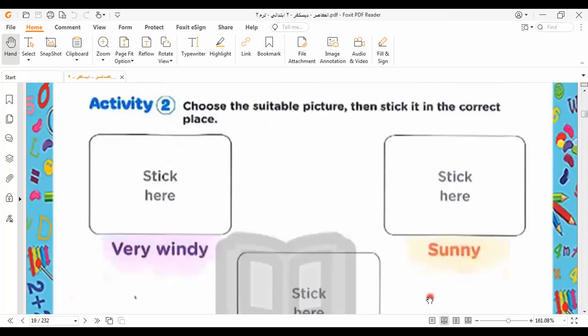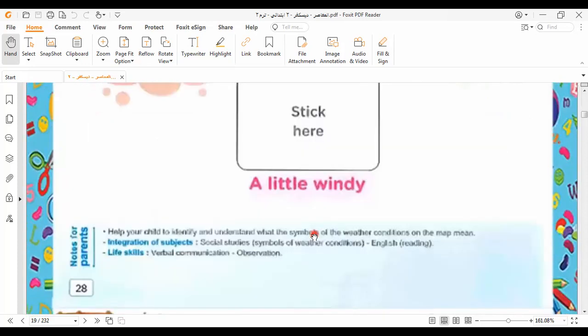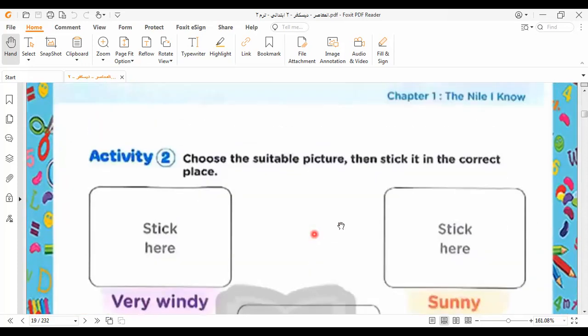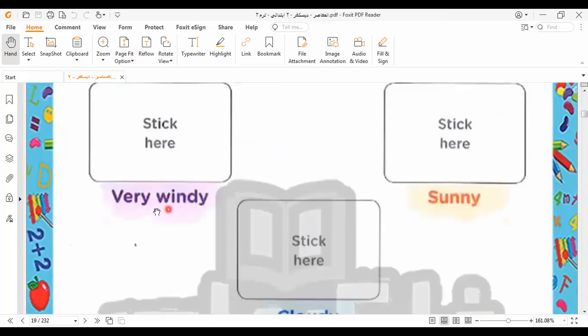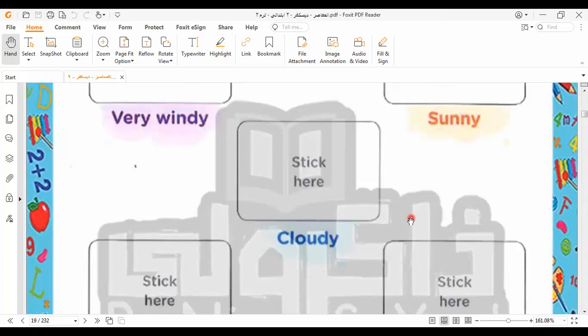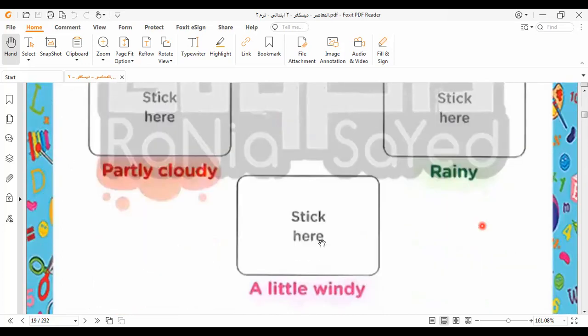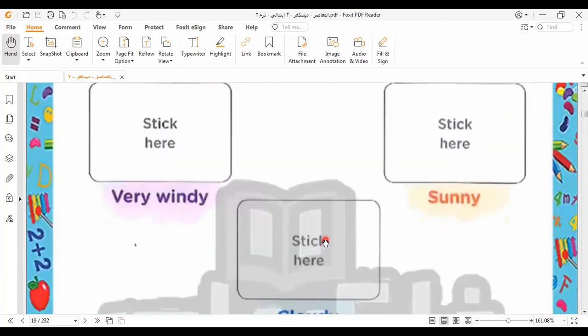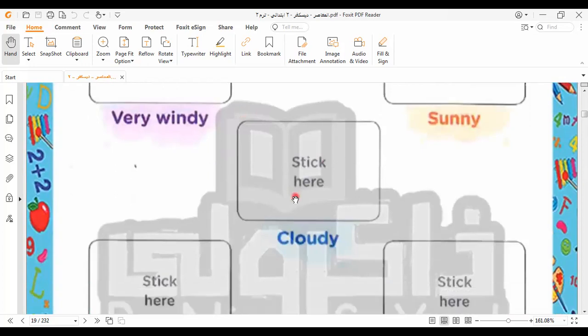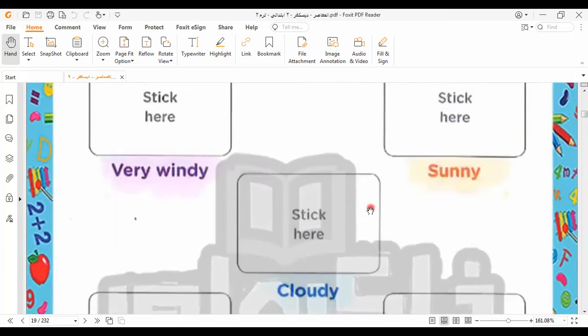Another one. In this picture, you can do it as homework. Take pictures from any book that describe the weather: very windy, sunny, cloudy, partly cloudy, rainy, and little windy. Take the picture from any book and stick it here to describe the climate, using the suitable terms.